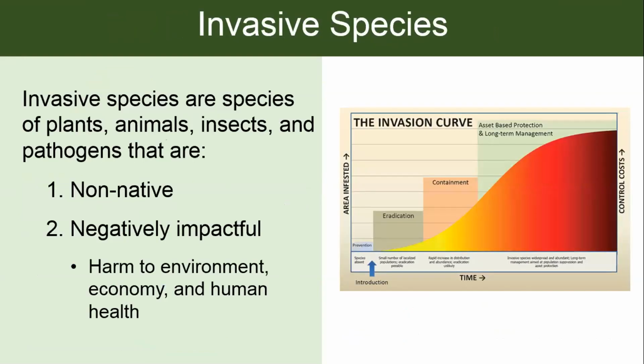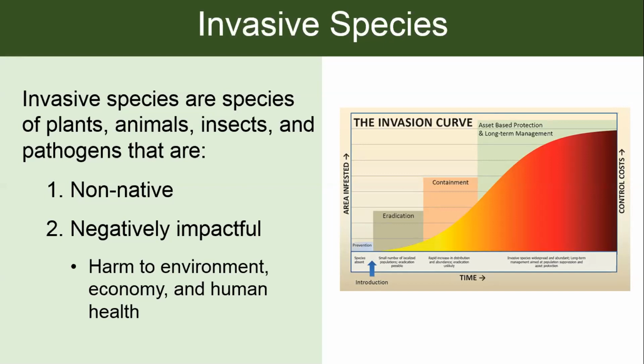And I'm sure many of you are familiar with invasive species, but just to make sure we're all on the same page, we're defining invasive species as species of plants, animals, insects, and pathogens that are, one, non-native. So they are from outside of New York. They originate outside of New York, and they are also negatively impactful. So some sort of harm to the environment, economy, or human health. So things like bittersweet, which can wrap around a tree and pull it down. Hemlock adelgid, which can kill hemlocks. Species like that. And I have this picture of the invasion curve on the right.